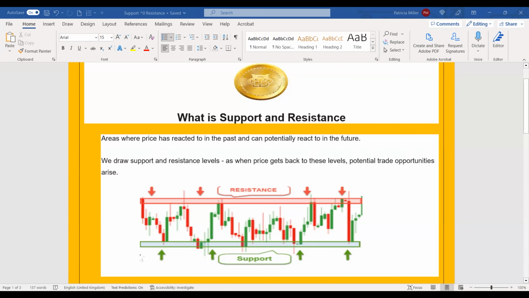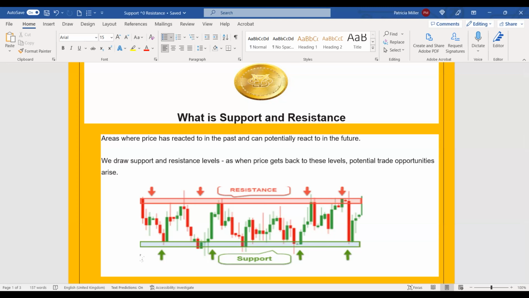When you go on your charts, if you understand where your support and your resistance are, then you wouldn't be jumping in trades when you're not supposed to, and you will be exiting these trades when you're supposed to be exiting, right? So what is support and resistance?